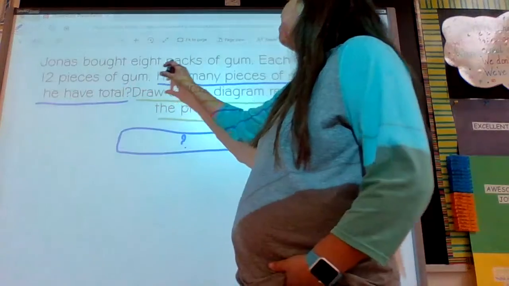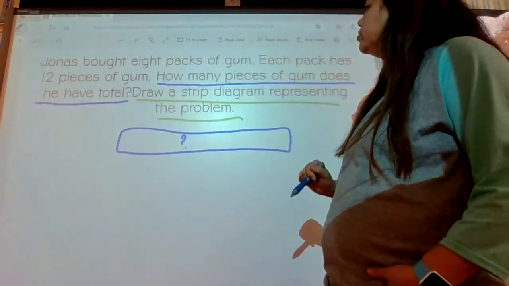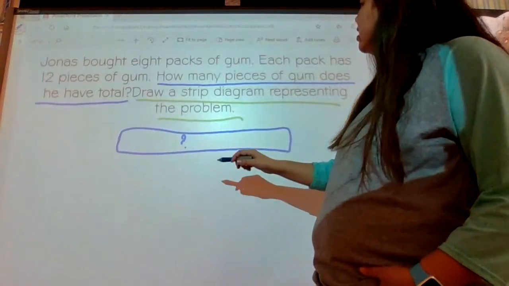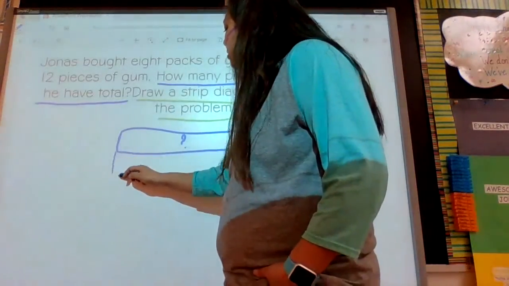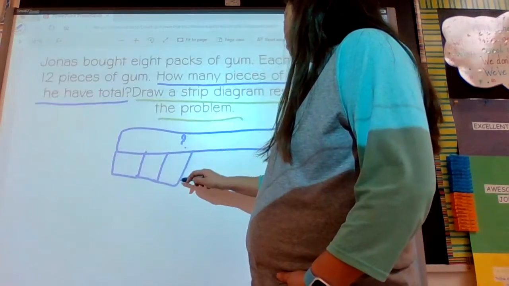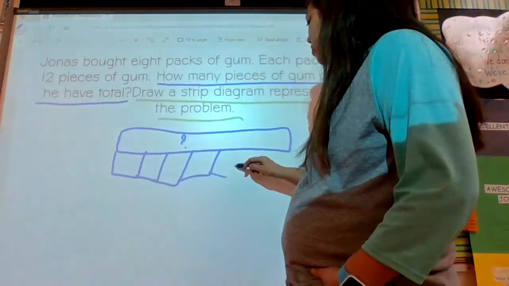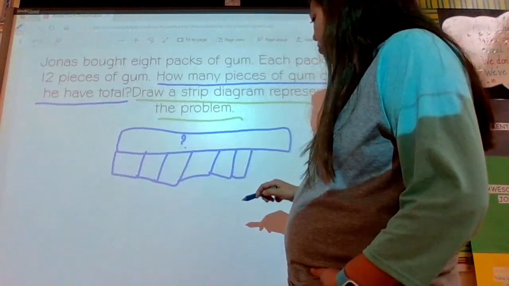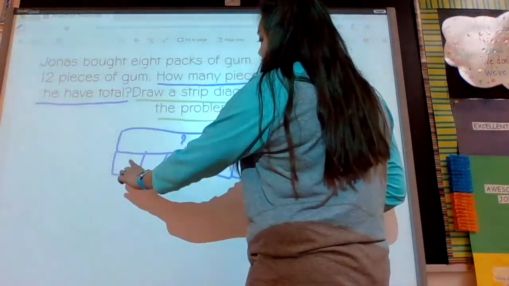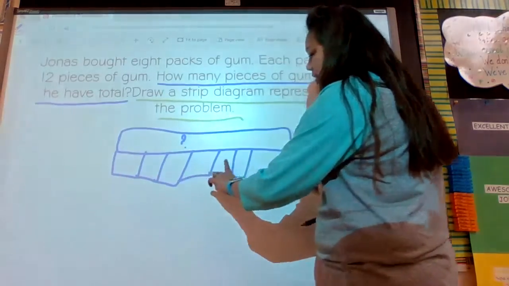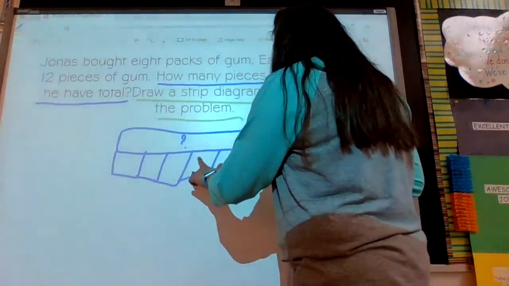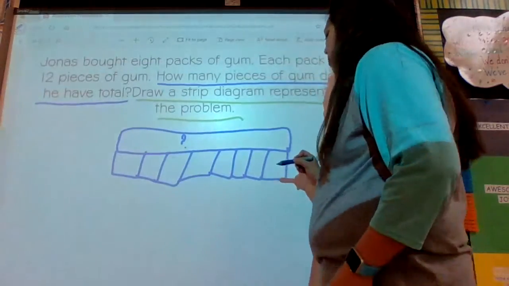He bought 8 packs of gum. So I know that this total represents 8 packs. So I'm going to put this into 8 equal parts. And obviously you guys know I'm not a very good art teacher, or these would be a lot more equal, but they're not. But you're going to pretend these are equal. 1, 2, 3, 4, 5, 6, 7, 8. And I put them into 8 parts.